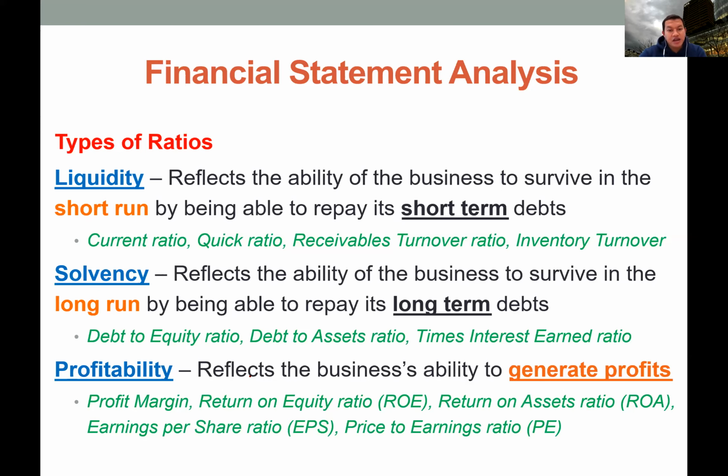In solvency ratios, we have 3 ratios: debt to equity ratio, debt to asset ratio, and lastly, times interest earned. And lastly, in profitability, we have 5 ratios: profit margin, return on equity, return on asset, earnings per share, and price to earnings ratio. I think this last one we have discussed quite often: how the price compares to the company's fundamental financial performance. So let's start with the first group, which is liquidity.